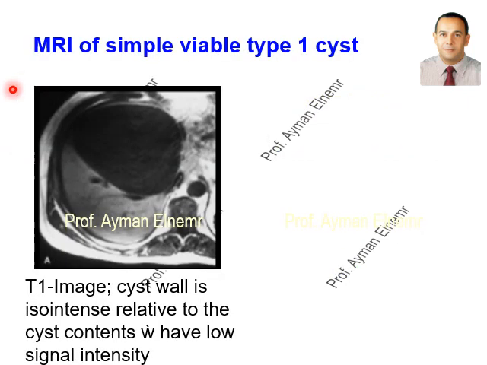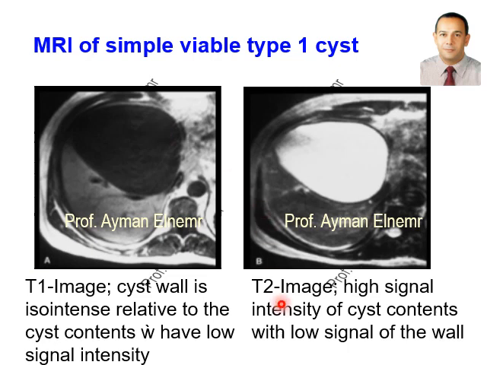This is a simple viable type 1 cyst as it appears by MRI examination. This is a T1 weighted image. The cyst wall is isointense relative to the cyst contents, which have a low signal intensity. In the T2 weighted image, there is a high signal intensity of the cyst contents. This means fluid inside, with a low signal of the wall.